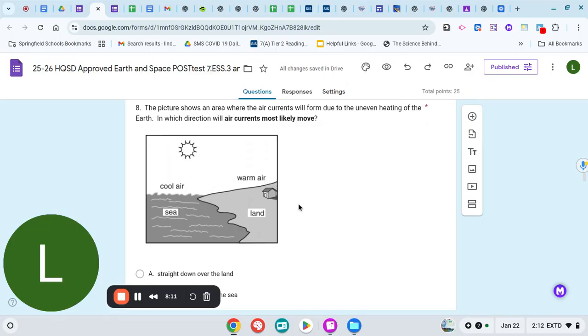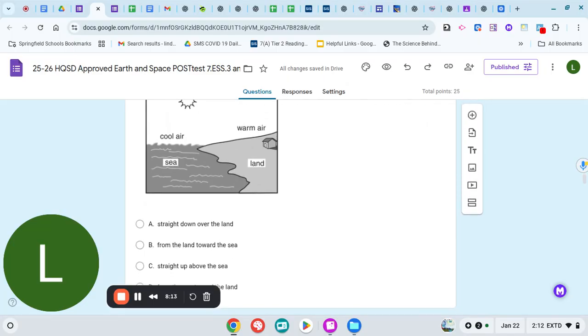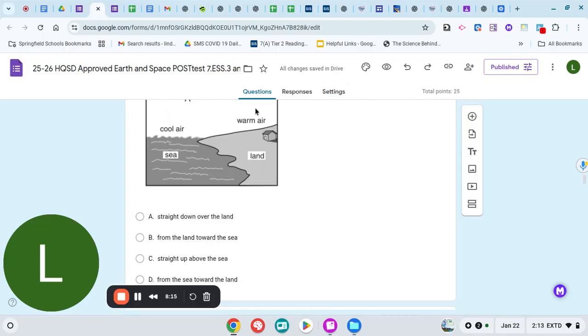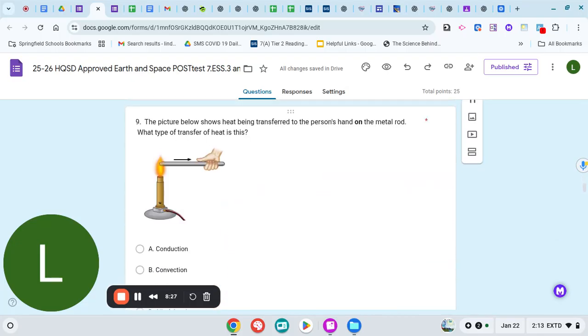In which direction will the air currents most likely move? A, straight down over the land. B, from the land toward the sea. C, straight up over the sea. Or D, from the sea toward the land. Pause, make your choice, come back.